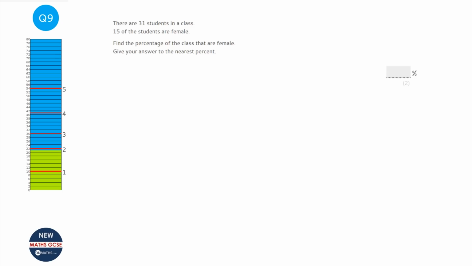Instead of going straight to percentages for this question, I would first of all get it as a fraction. So it says there's 15 students who are female and 31 altogether. So the fraction is going to be 15 over 31. And to simply convert between fractions and percentages, all you need to do is times by 100. And percent means per 100, so it's always going to be times by 100, and that'll always get you a percentage. So I'm going to get my calculator out.